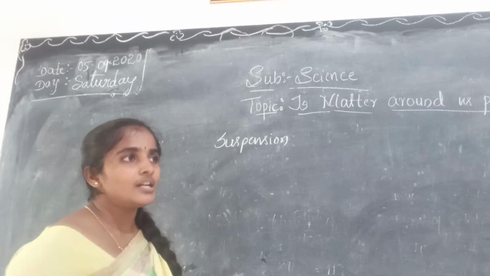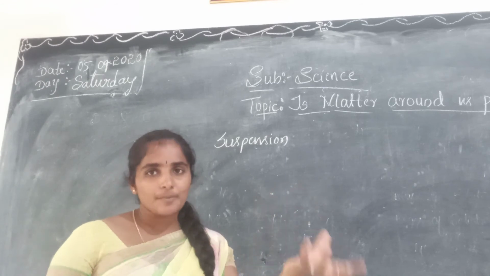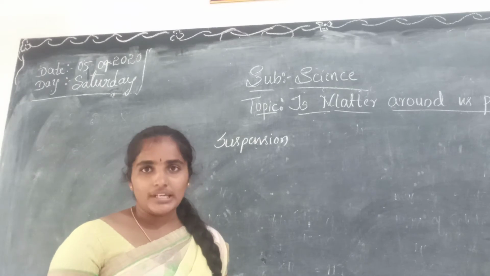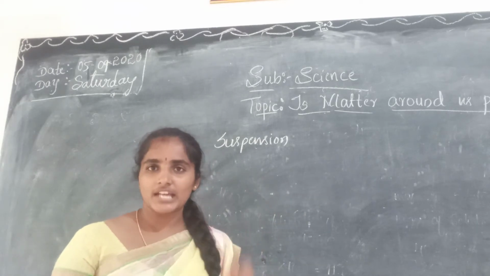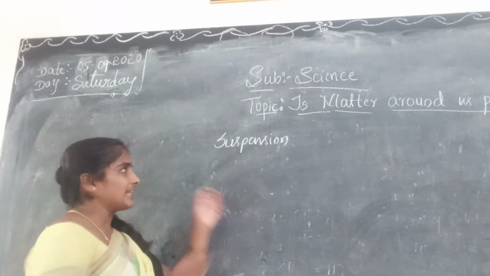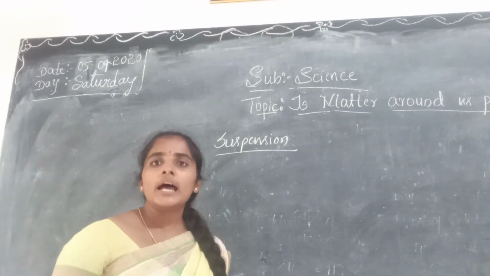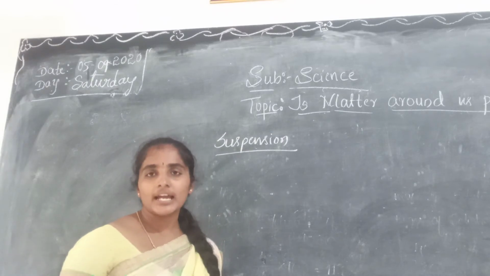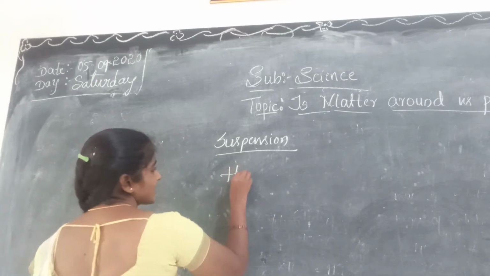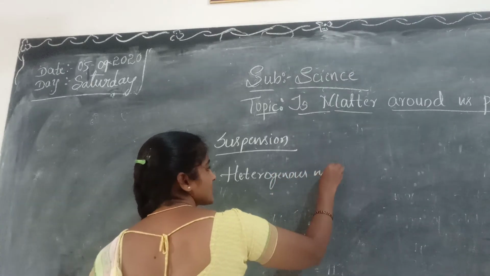The solids are dispersed in a liquid. Group C added chalk powder into the water. That chalk powder is a solid, and water is a liquid. Here the solid chalk powder is dispersed in a liquid, so we call it a suspension. Solids dispersed in a liquid is called a suspension. A suspension is a heterogeneous mixture.